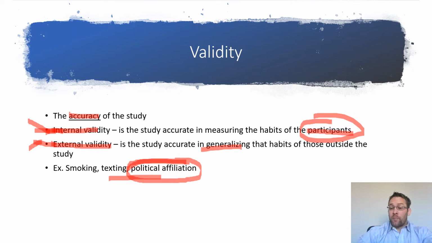I could say, it seems pretty reasonable that college students still skew left with regard to their political affiliation, but that doesn't say anything about the country at large, right? So my study might not have any external validity with regard to predicting political affiliation outside of the college students who participated in my study. All right. So where's the validity in your study? Does it have good, solid internal validity? And can it predict and generalize the habits of people outside the study?